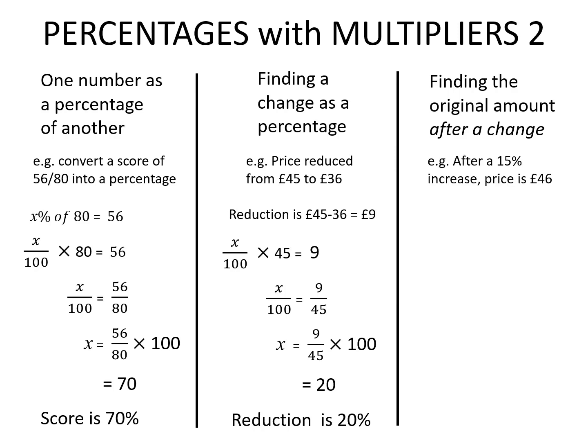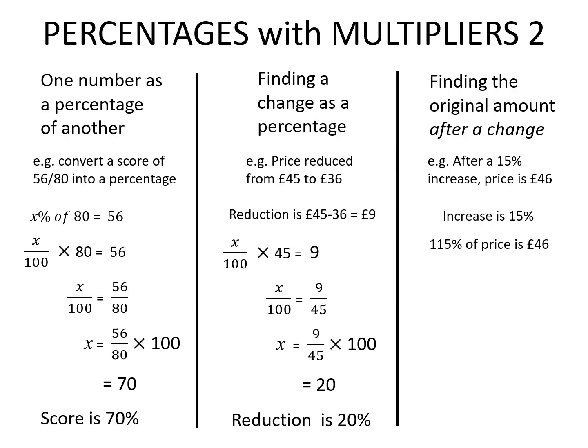And finally, finding an original amount after a percentage change. For example, after a 15% increase, the price is £46. The best way to understand this is simply to think the increase is 15%, so the figure I've got is 115% of the original price. Notice I don't know what the original price is, so it's no good working out 15% of anything.